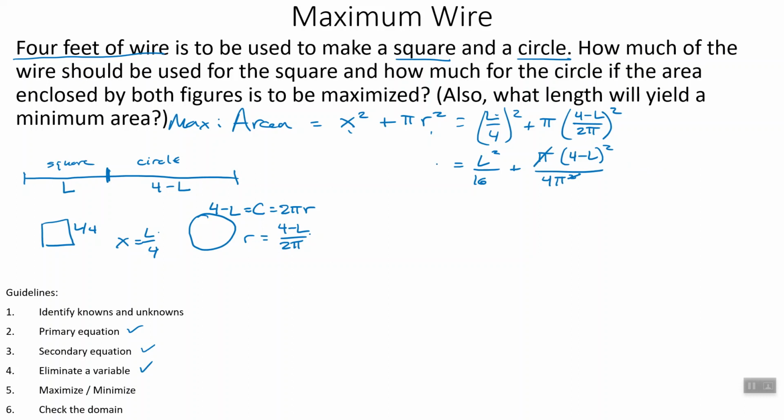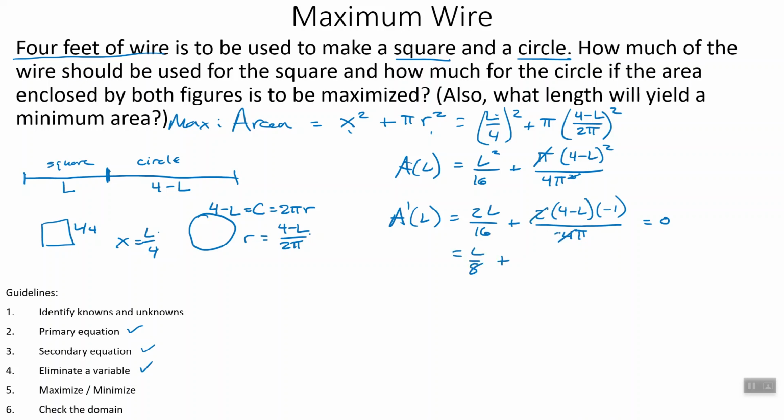All right, now we'll go ahead and take the derivative. So this is area in terms of L. So A prime of L would be, bring down the 2, L over 16 plus, bring down the 2 here, we're doing a chain rule, 2 times 4 minus L to the first times the derivative of the inside, which is negative 1, over 4 pi. Bottom doesn't change, it's just a constant. And now we want this to be equal to 0. So let's see, we get L over 8 plus the 2 and the 4 will cancel.